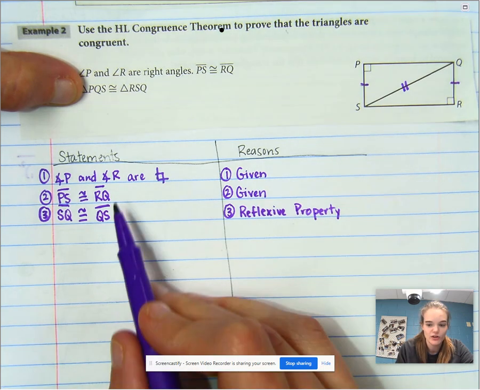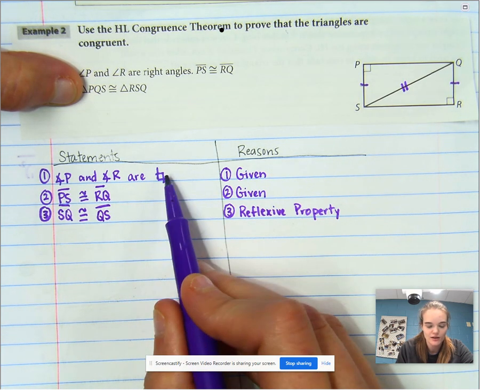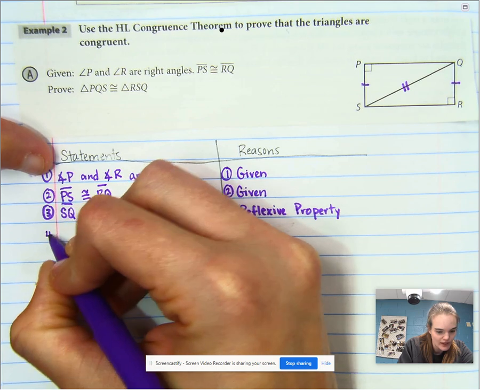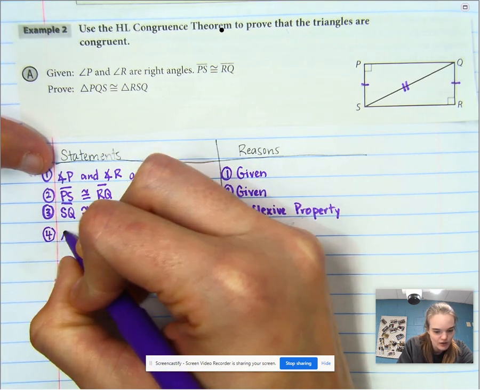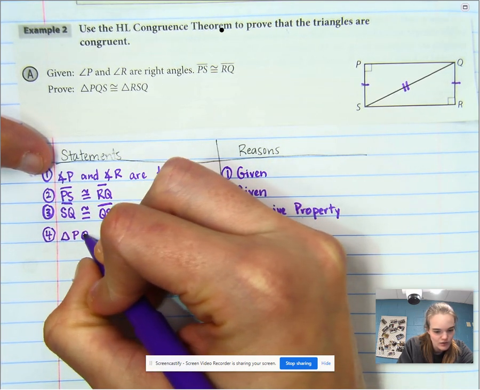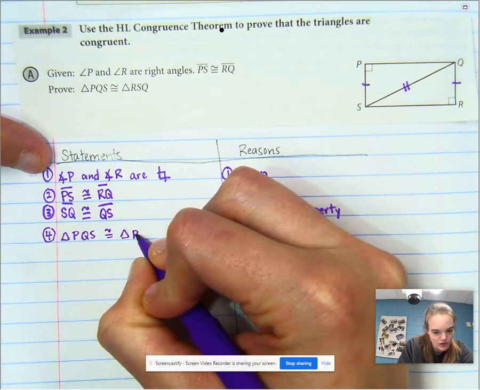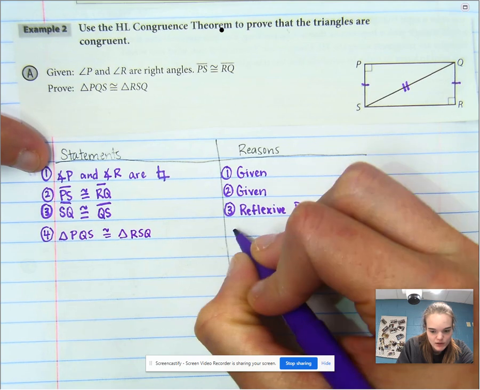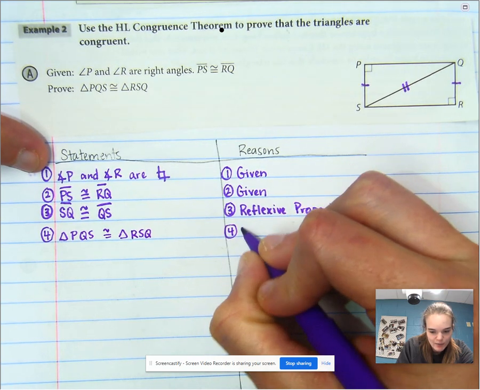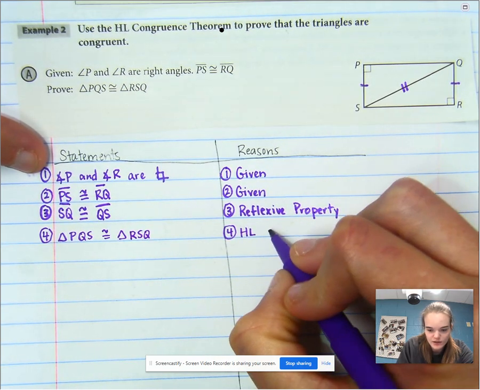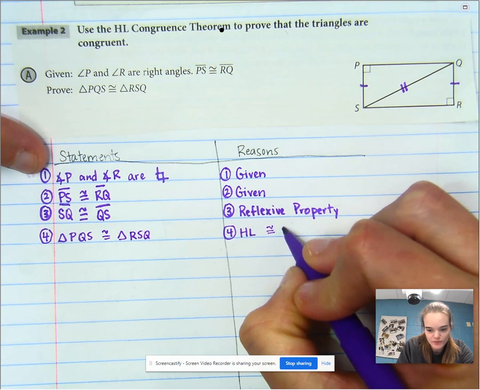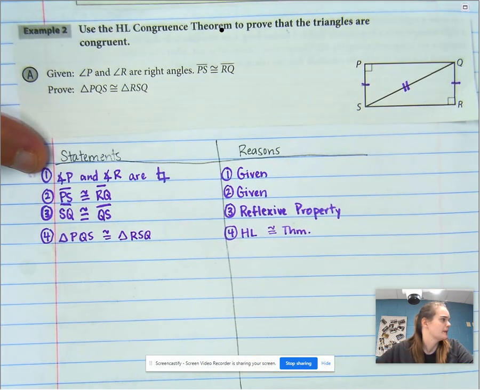Okay, I have hypotenuse, a leg, a right triangle, a right angle. So triangle PQS is congruent to triangle RSQ by hypotenuse leg congruence theorem. There we go.